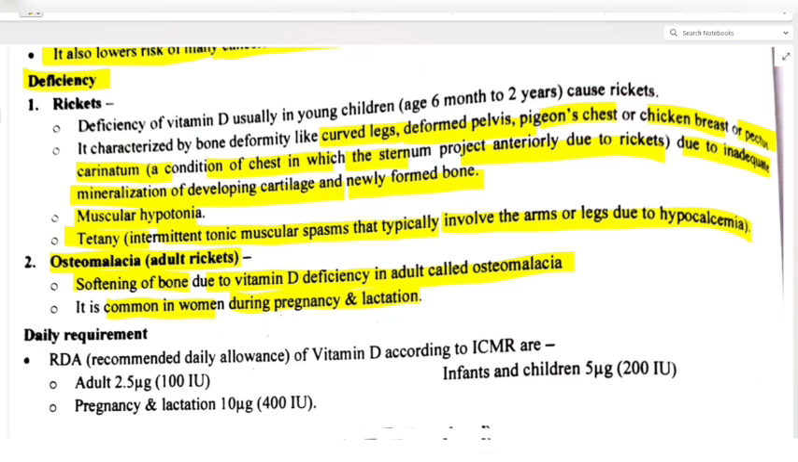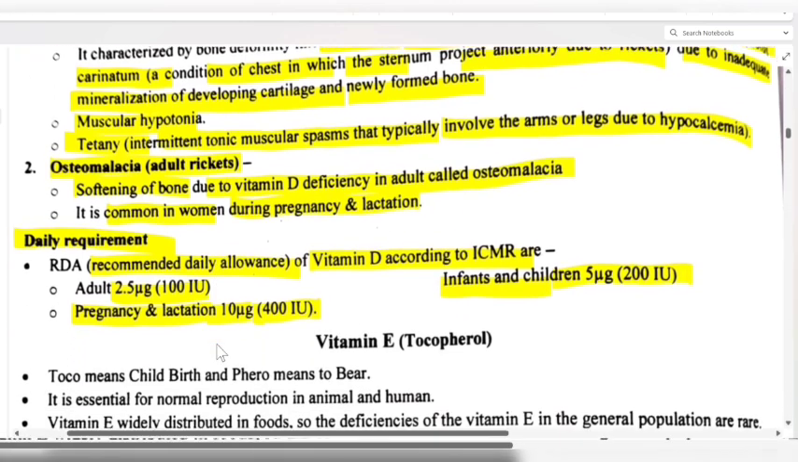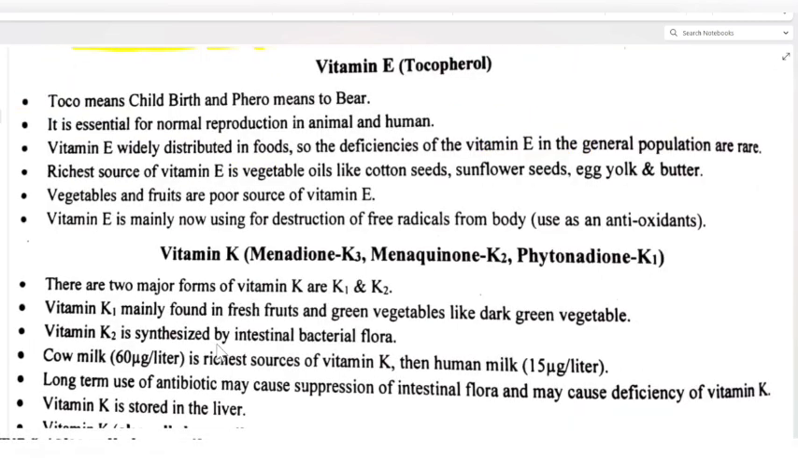Now daily requirement, that is RDA, recommended daily allowance of vitamin D according to ICMR. Adult, it is 2.5 microgram or 100 international unit. Pregnancy and lactation, that is 10 microgram or 400 international unit. Then infants and children, that is 5 microgram or 200 international unit. Hope it is clear. Now we will be discussing vitamin E, or it is also called tocopherol.